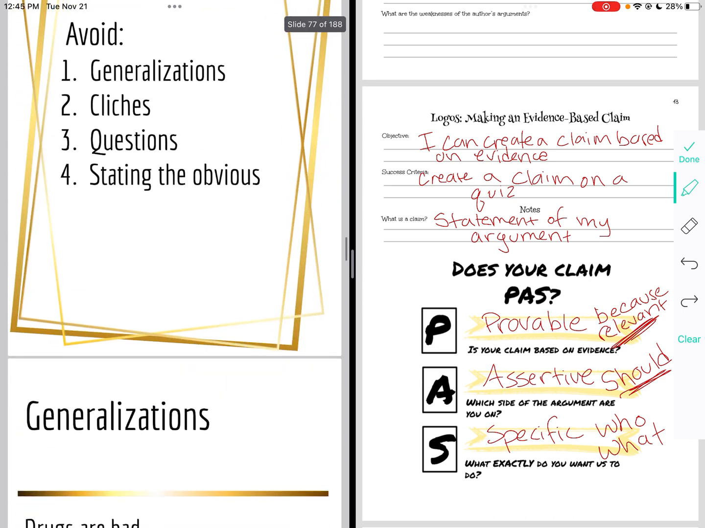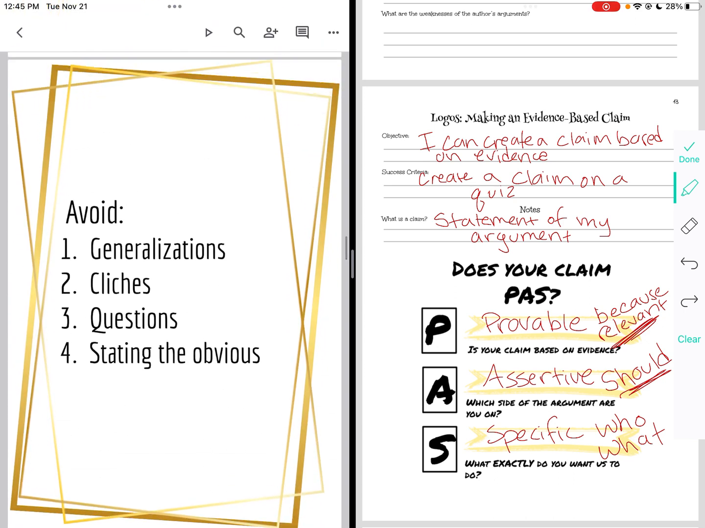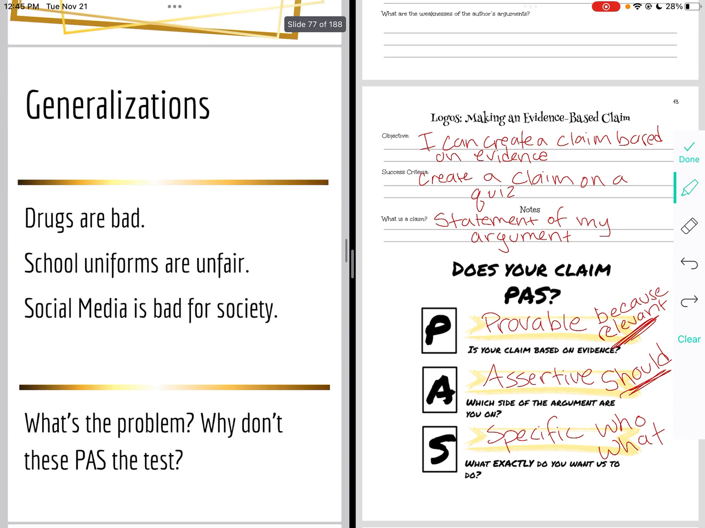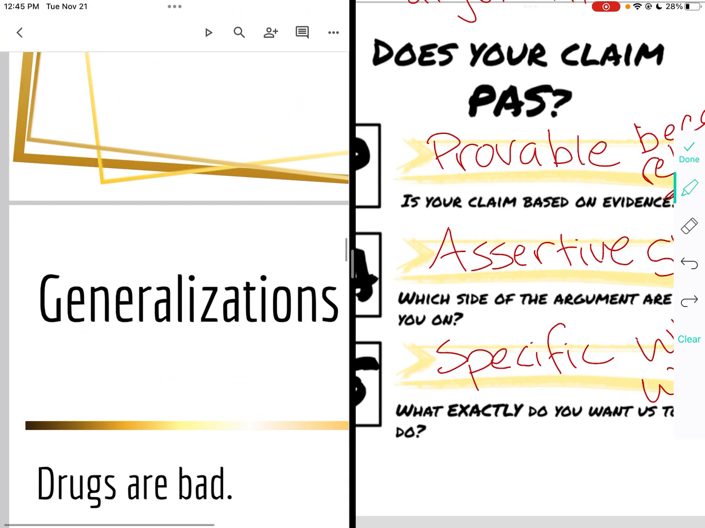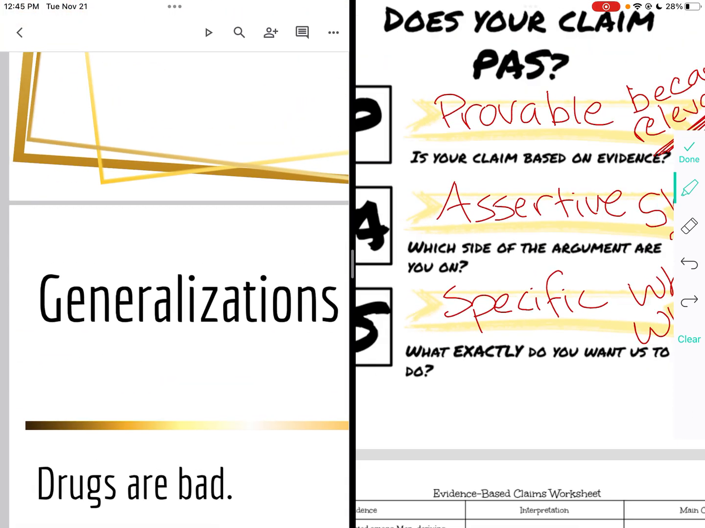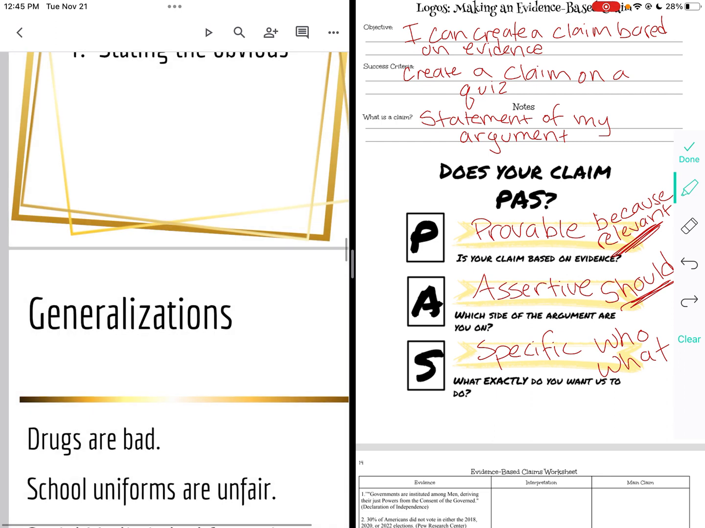Okay, so make sure that you provide all three of those things, and also make sure you avoid things like generalizations. Drugs are bad, school uniforms are unfair, social media is bad for society. You need to have very specific things that you want people to do. It can't be general. So avoid generalizations. This is bad.